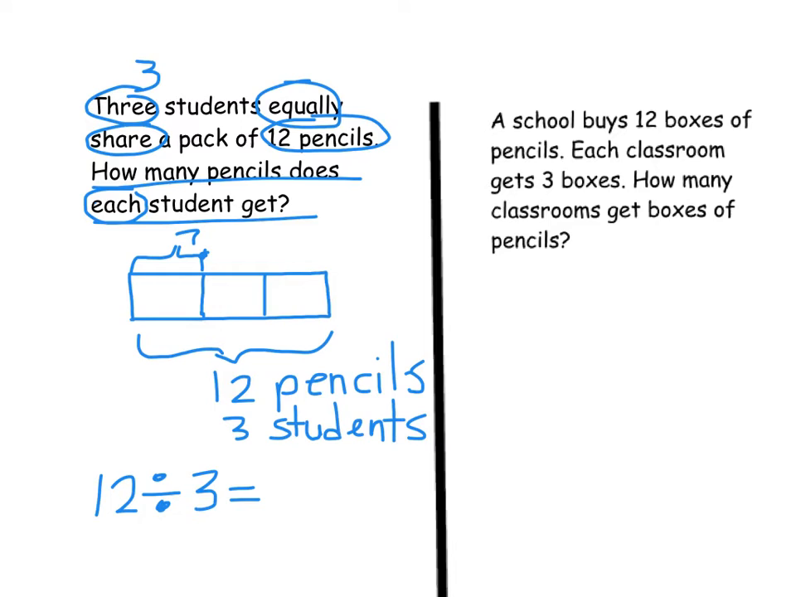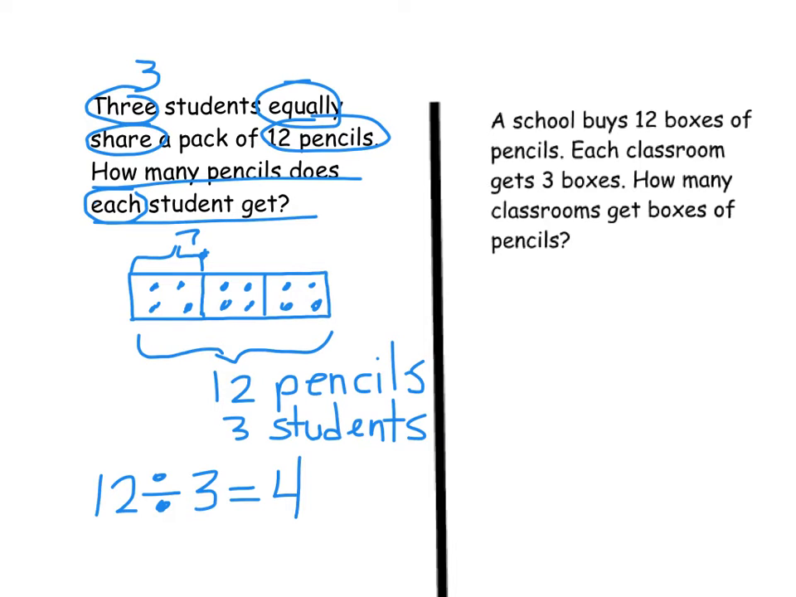I can use the fair share method, and I can give each student 1 pencil, and I can count up to 12 to solve. So 1, 2, 3, 4, 5, 6, 7, 8, 9, 10, 11, 12. So I can clearly see that each student gets 4 pencils. So 12 divided by 3 equals 4.